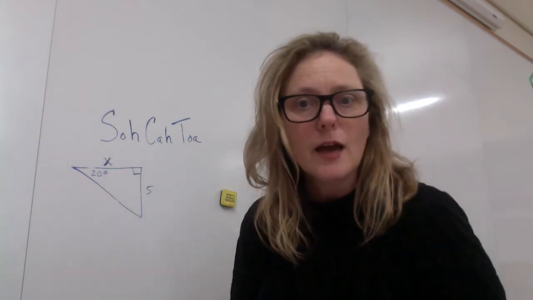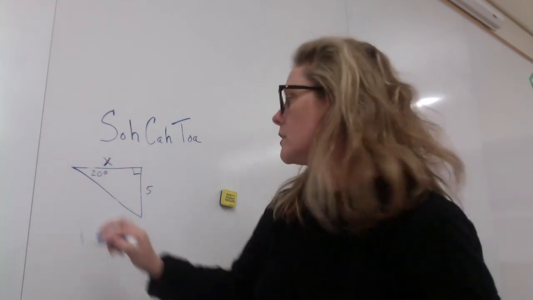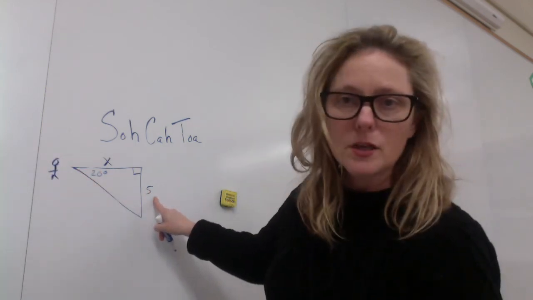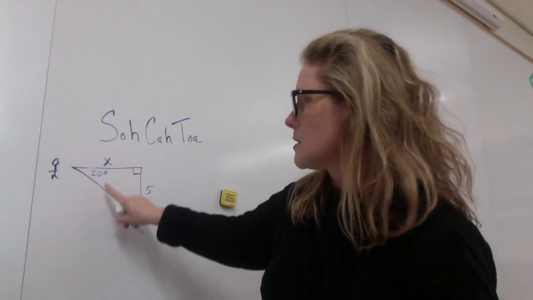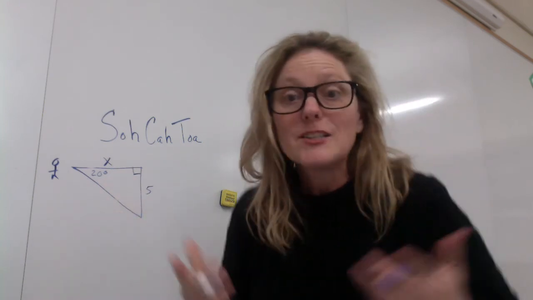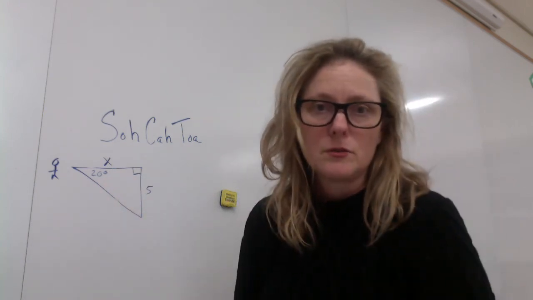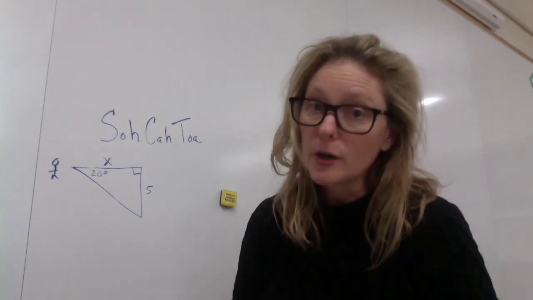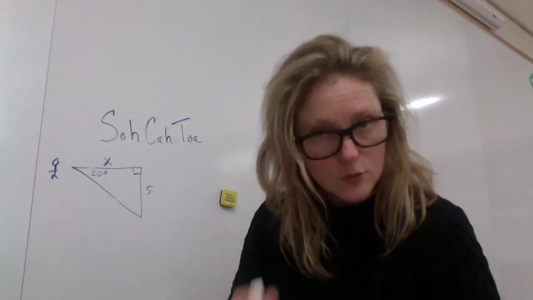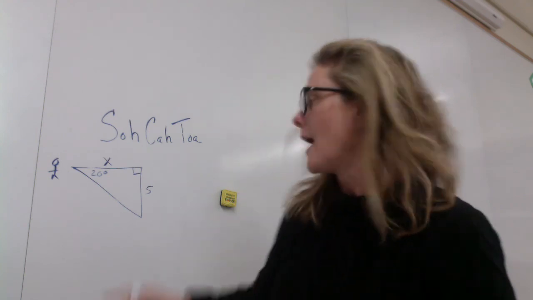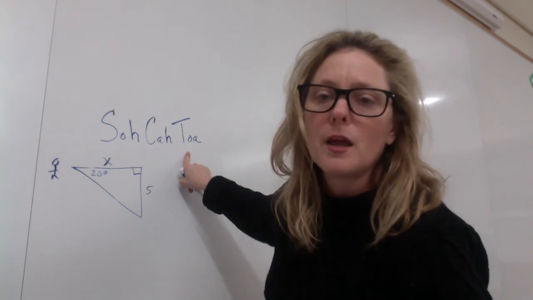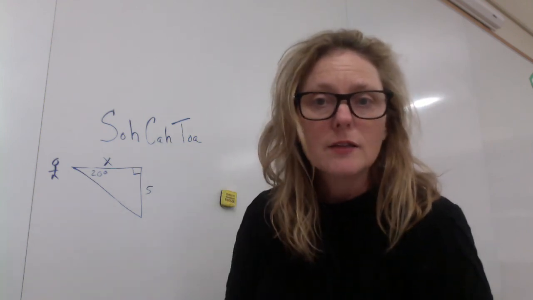Well, again, I'm going to look at what are the pieces that I have. If I'm right here, this is the side opposite, this is the side adjacent, this is the hypotenuse. I don't have the hypotenuse. Well, then I only have one choice. I can only use, Alberto, what is it? That's right, I can only use tangent. I have to use tangent because I don't have the hypotenuse. Okay, any more questions on that?